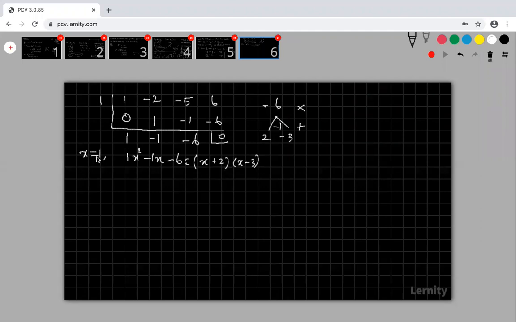Since x is equal to 1 is a root of the given polynomial, therefore x minus 1 is a factor. And these are also factors. x plus 2 and x minus 3, all these three are factors of the given cubic polynomial. I am just factorizing everything.